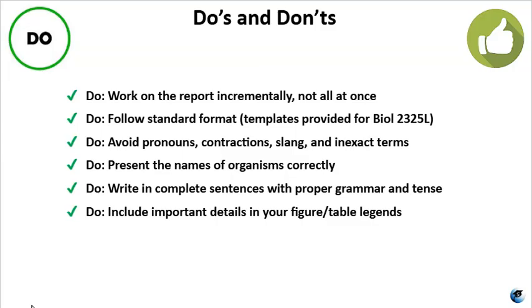Avoid pronouns, contractions, and slang. Present your organism names correctly using binomial nomenclature rules. And if you don't know, the rules are to always capitalize the genus name, always use lowercase for the species name, and both the genus and species names are to be italicized if typed or underlined if handwritten. Always write in complete sentences and paragraph format. Don't use lists or bullet points. And remember to include enough information in your legends and captions like we discussed before.